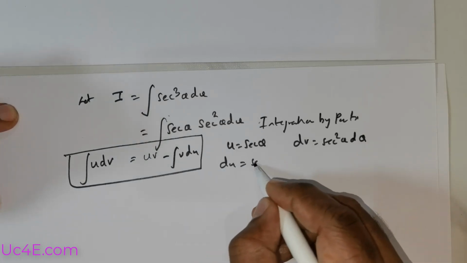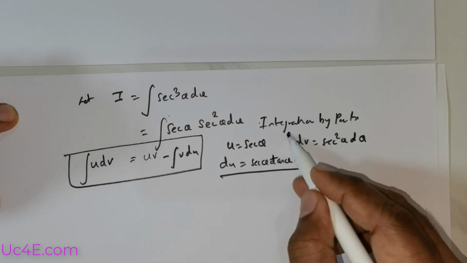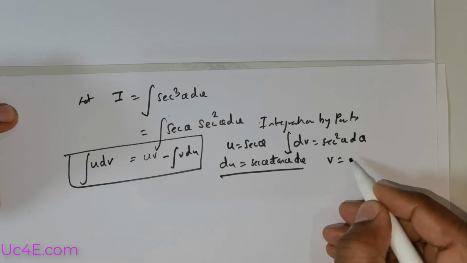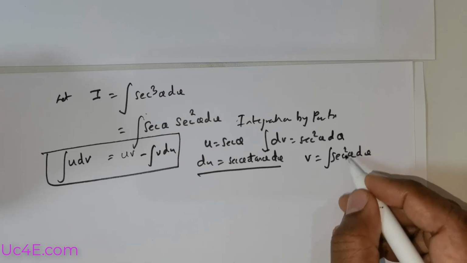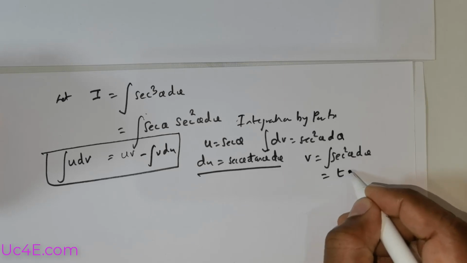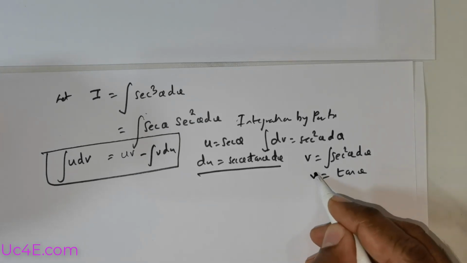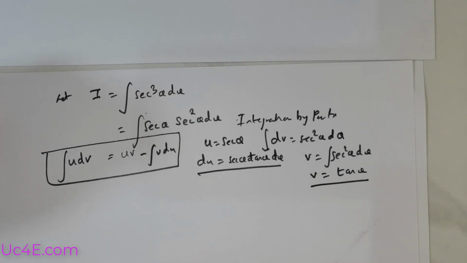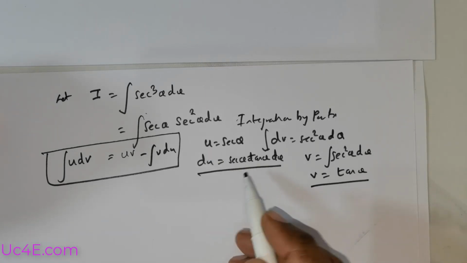The differential of secant theta would give me secant theta tan theta times d theta. Integrating dv would give me v is equal to the integral of secant squared theta d theta, which gives me tan theta. So with this we would be substituting the information in the integration by parts formula and then we would get the output. Now you might be wondering, if u is equal to secant theta, how did I get this?